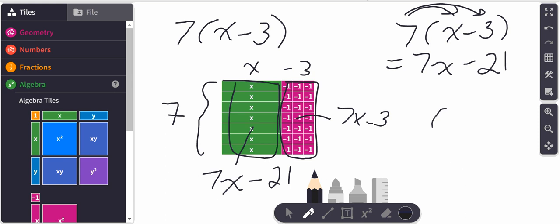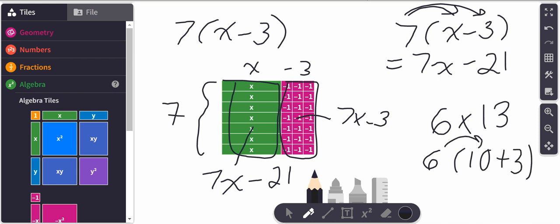Right? When I was looking at 6 times 13, what did I really do? I was really looking at 6 times 10 plus 3. And I did 6 times 10, which was 60. And I did 6 times 3, which was 18. It was a different way of looking at 6 times 13. Breaking it down into easier numbers, this with algebra is exactly the same. And as I said, it's called the distributive property.